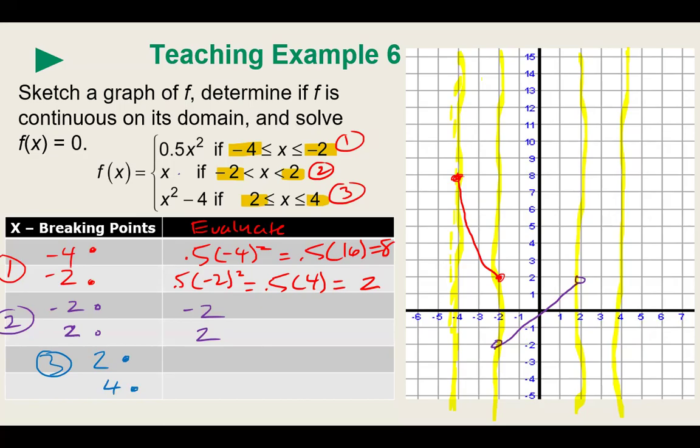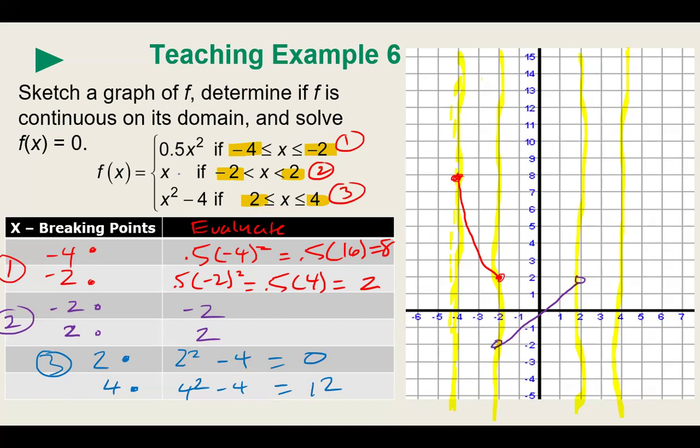We're going to evaluate. So we have 2 squared minus 4. What is 2 squared minus 4? It's going to be 0. Then we have 4 squared minus 4, which is going to be 12.